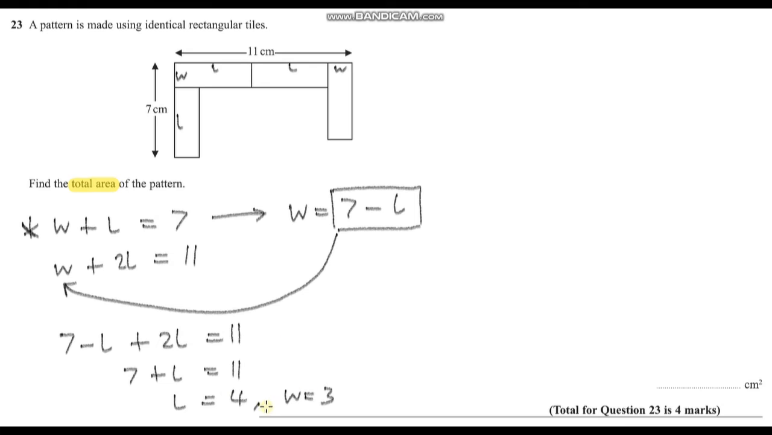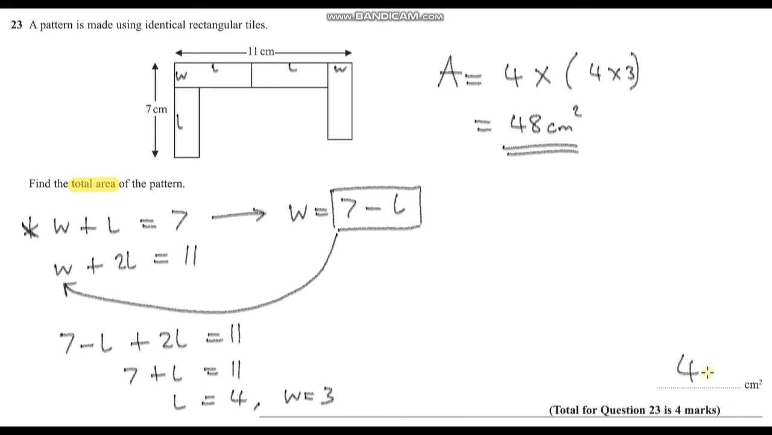So we found our values for L and W, our length and width. Now we can work out the area. So the area, well, there's 4 tiles. They're all identical. So it's going to be 4 times the area of one of the tiles. The area of one of the tiles is just going to be 4 times 3. This is the area of one tile, and we've got 4 of them. So 4 times 4 times 3. Well, 4 times 3 is 12. 12 times 4 is 48. So our answer is 48, and it is in centimetres, so it's going to be centimetres squared.